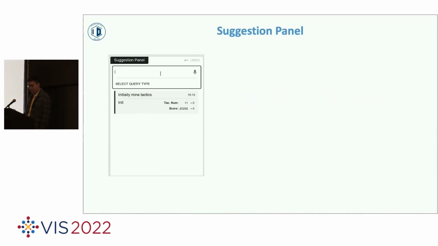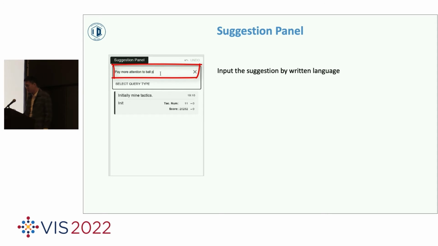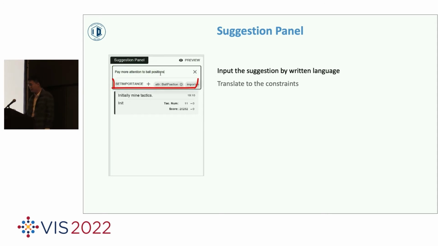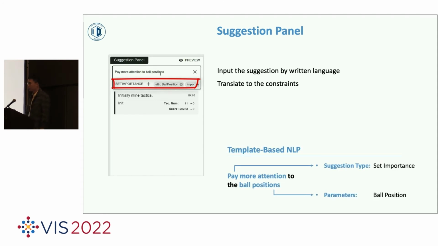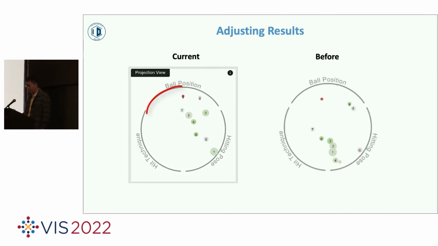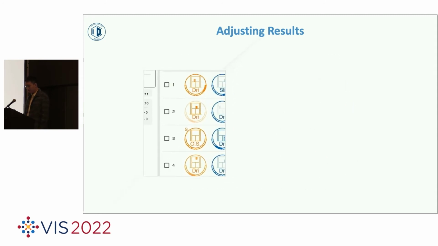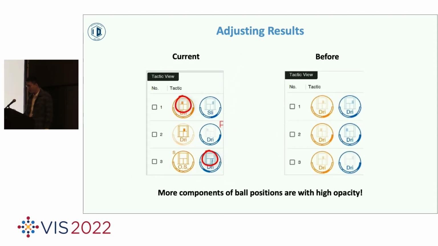In the suggestion panel, experts can enter their suggestions in a natural language form. If an expert thinks that the ball positions are very important for the analysis, they can enter "pay more attention to the ball positions." And here we use a template-based NLP algorithm to translate suggestions to constraints. After such natural language-based adjustment, more tactics appear relevant to ball positions, and more components of ball position have high opacity. Thus, this adjustment satisfies the expectations of experts.